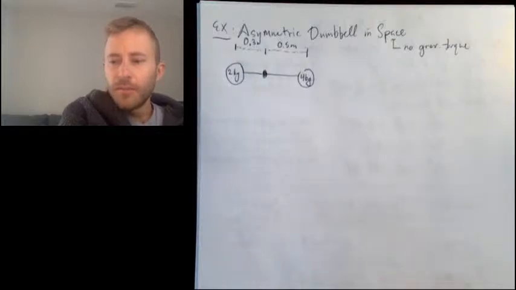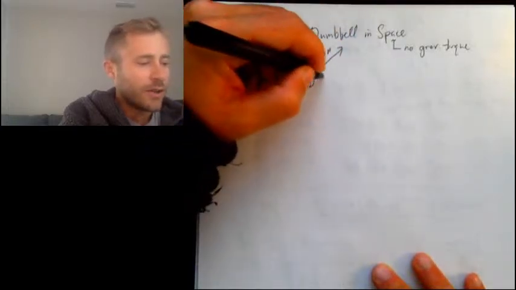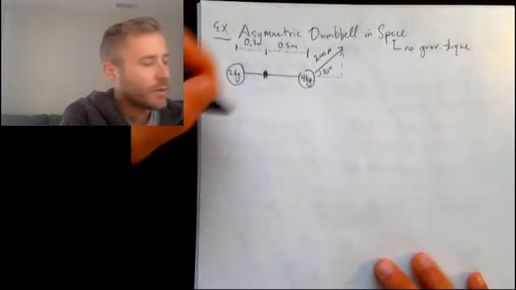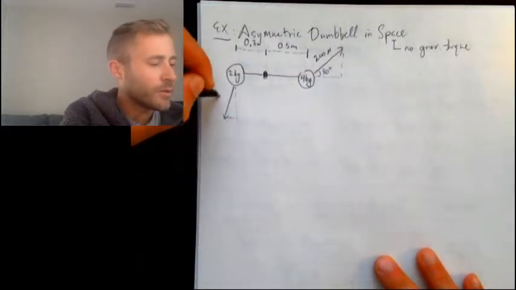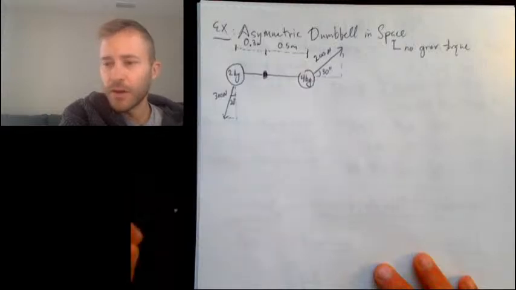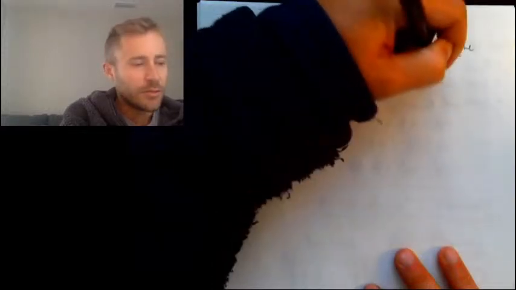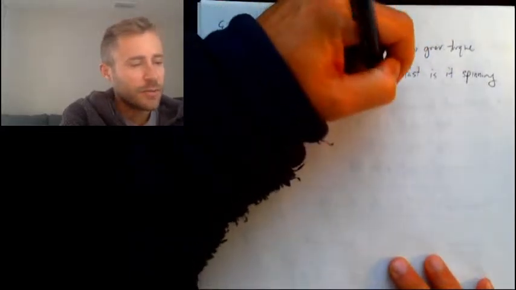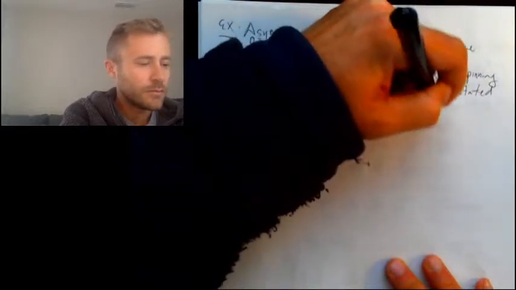Okay? There is a 200 Newton force acting at an angle of 30 degrees above the horizontal on that 4 kilogram mass. And then there is a 300 Newton force right here acting 20 degrees away from the vertical, okay? And so the question is, how fast is it spinning after it has rotated 10 times?